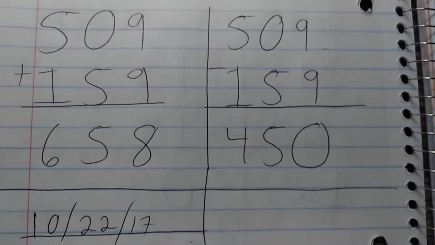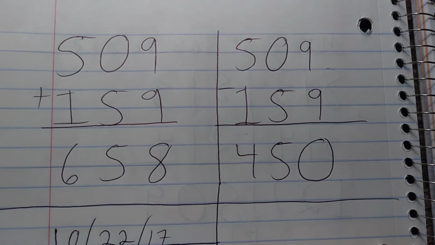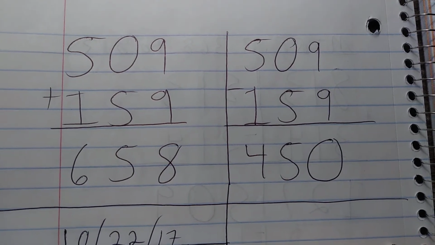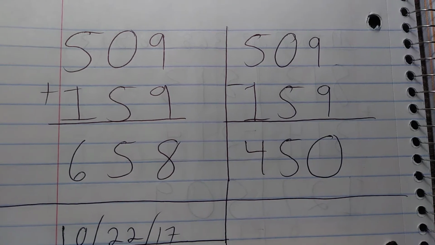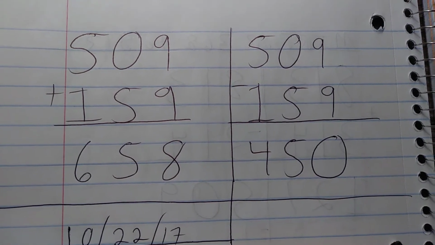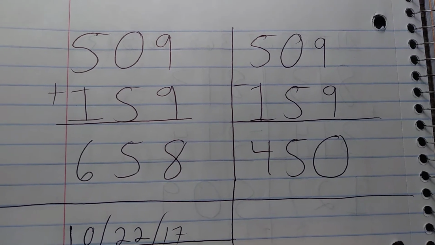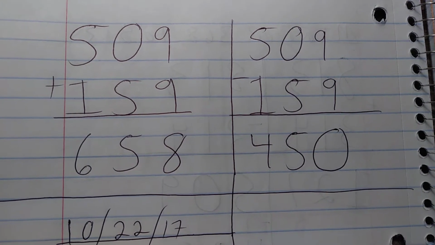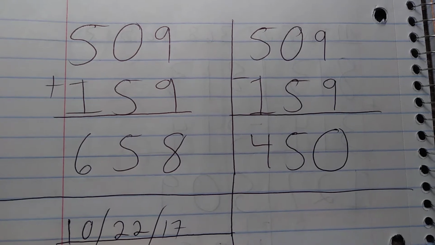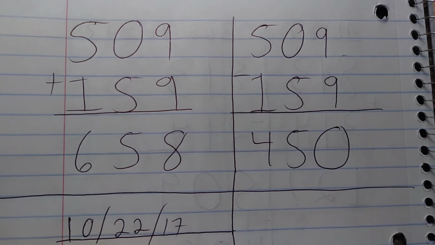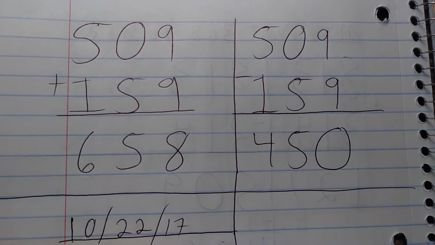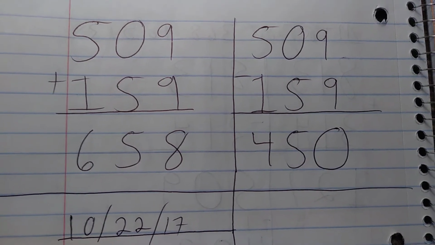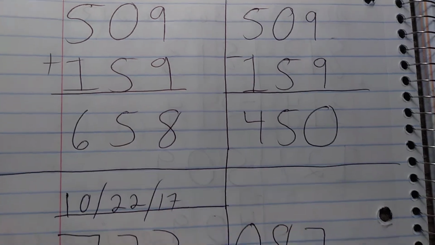You're going to also take that 509, add 159, so 9 plus 9 is 18, keep the 8. 0 plus 5 is 5, and then 5 plus 1 is 6, so 658. You want to also subtract off the 159, so 9 minus 9 is 0, 10 minus 5 is 5, and then 5 minus 1 is 4, so 450 and 658 did not hit in the next 7 days.